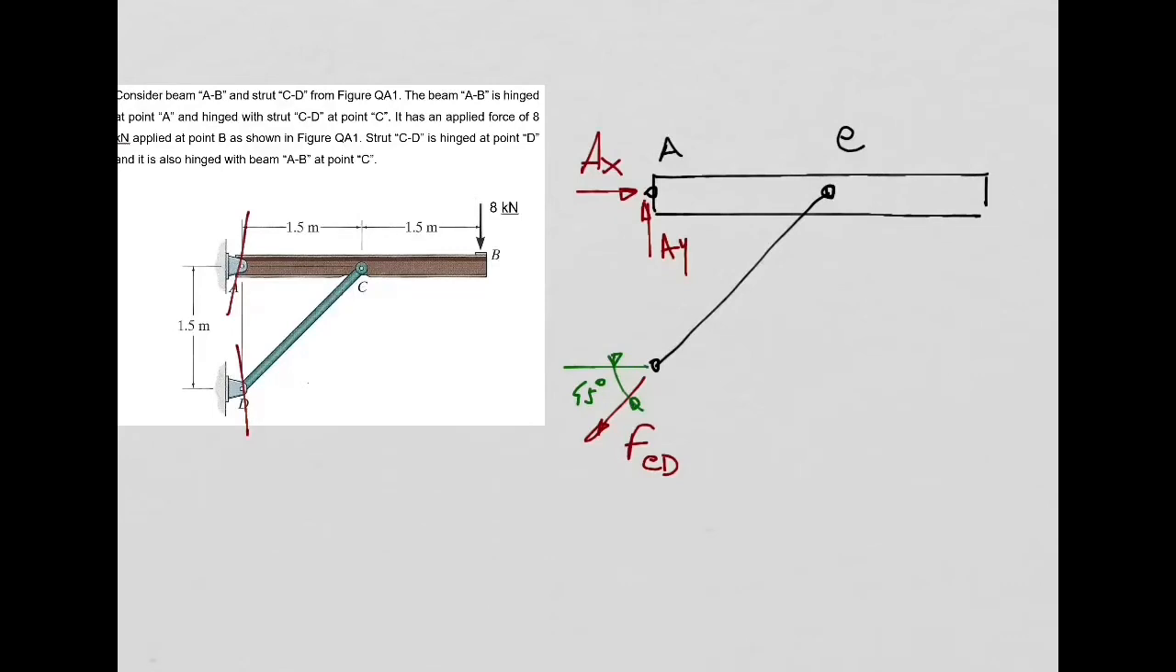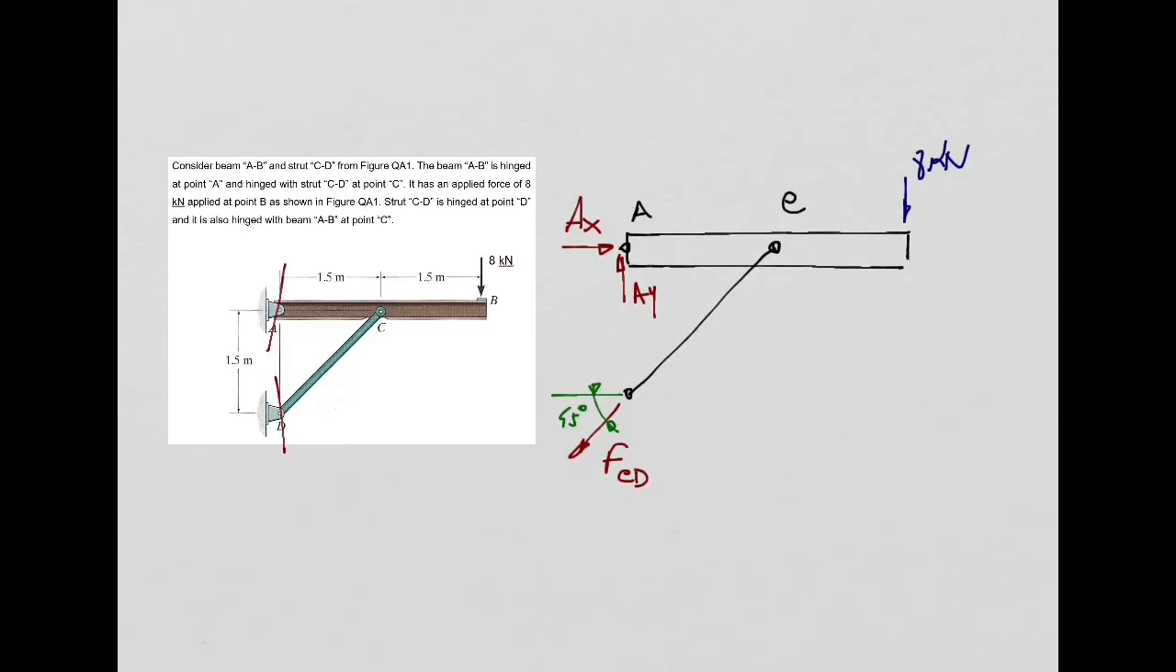So what do I need to represent now? Well, I need to add the external force of 8 kilonewtons. That I need to add, of course. And the last thing I have to do is just to include a coordinate system. So let's say this is my x-axis and this is my y-axis. Okay? And this is my free body diagram.